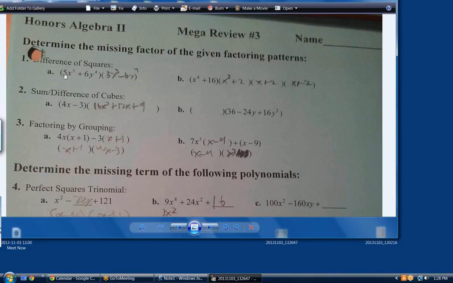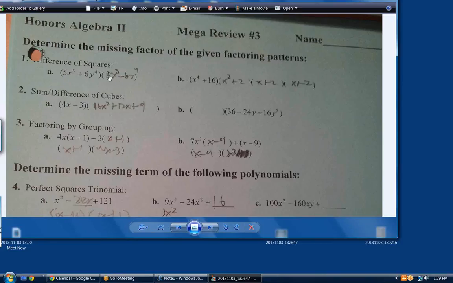Determine the missing factor of the given factoring parameters. So you were given 5x cubed plus 6y to the fourth? And the answer obviously is the conjugate of that. You know what conjugate means? No. That's the conjugate of that. In other words, the same two terms, different sign.